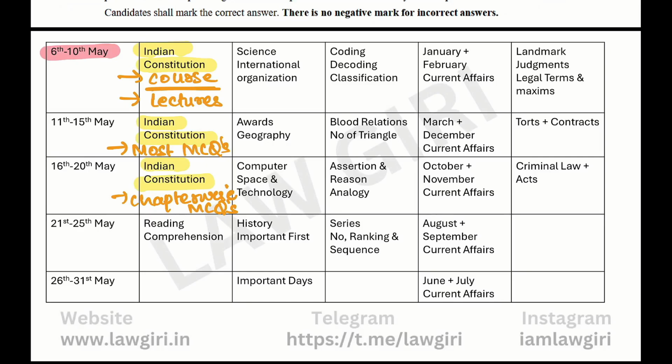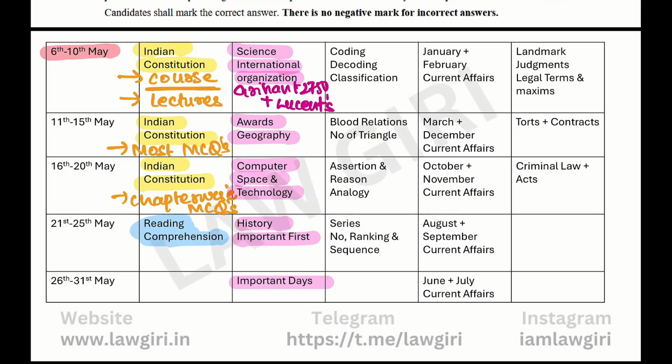Right? For reading comprehension, you can go for any book that is available. If none is available, you can go to a local bookstore and buy any reading comprehension book of the banking level and you can solve the questions from there. Next is your static GK, that is science, international organization, awards, geography, computer, space and technology, history, important firsts, important days. For your static GK, the level of questions is quite good. So I'm going to recommend that you go for Arihant 2750 plus Lucent's MCQs to ensure that you're able to solve most of the questions in the exam.